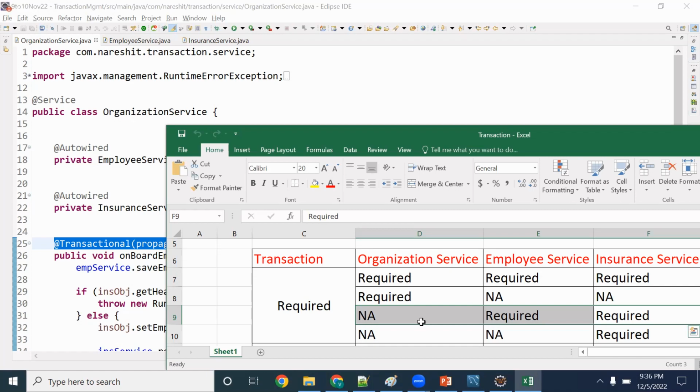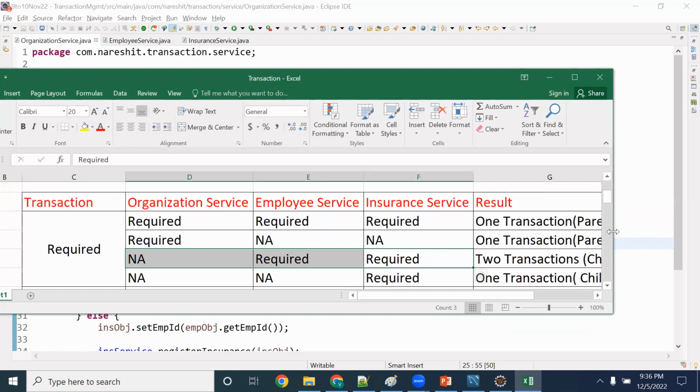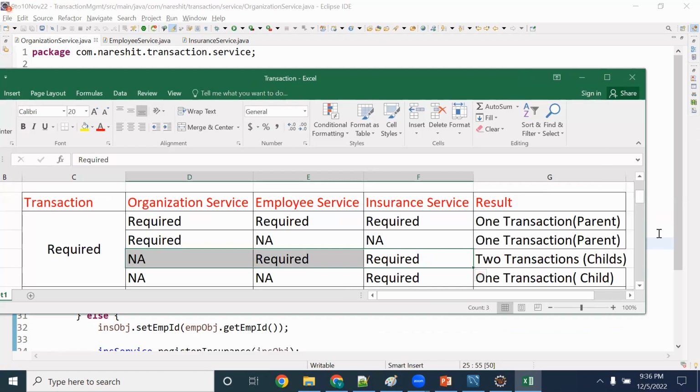That is the required annotation with respect to where the parent is not managing the transaction. If the parent is not at all managing the transaction, then different transaction objects will be created. Two transaction objects will be created: one at employee level and another at insurance level. If I'm talking about NA required, only one transaction object at child level. So these are the four combinations we can use in real time.